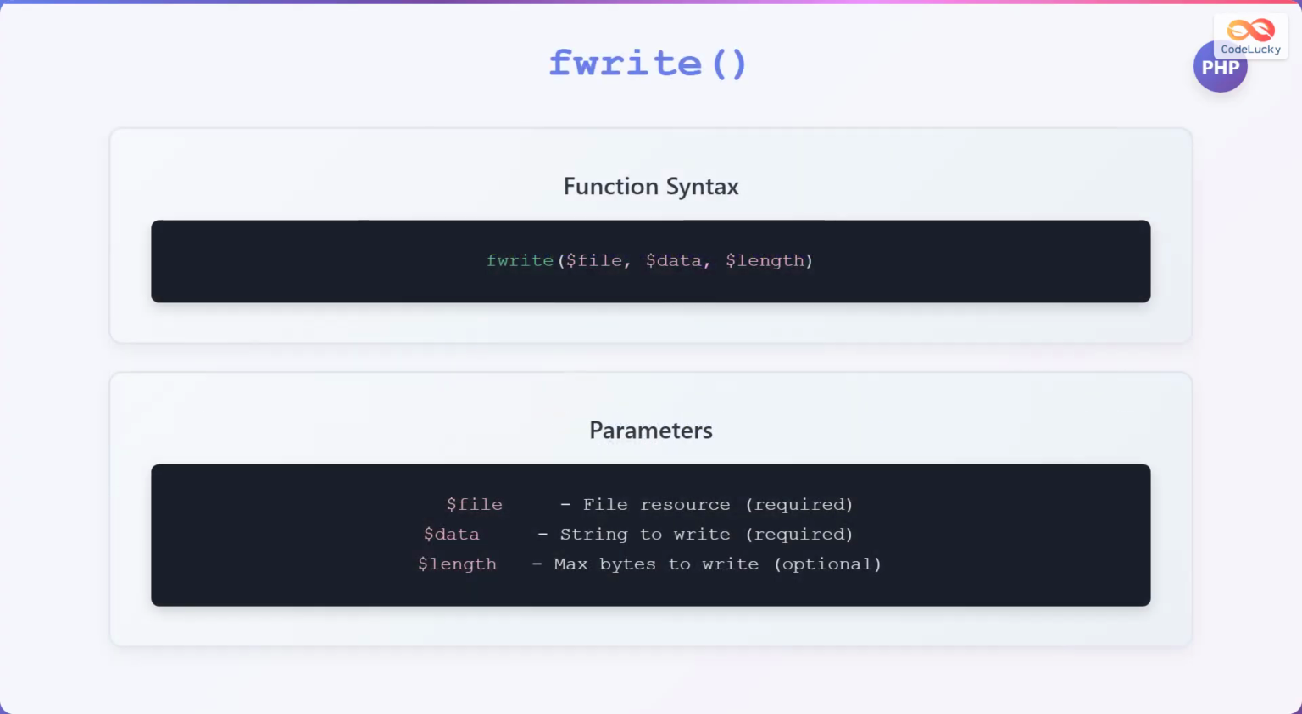Let's take a closer look at the fwrite function. The syntax is as follows: fwrite, then in parentheses, you have the parameters $file, $data, and $length. The $file parameter represents the file resource, which is required. The $data parameter is the string you want to write to the file, and it's also required. The $length parameter is optional and specifies the maximum number of bytes to write.